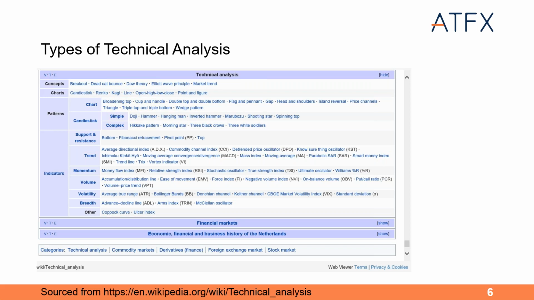We also have support and resistance. So bottoms, Fibonacci retracements can be used as support and resistance as well, pivot points as well, horizontal support and resistance, specific prices like round numbers, prices that price tends to react against. We have got then a big bunch of indicators.